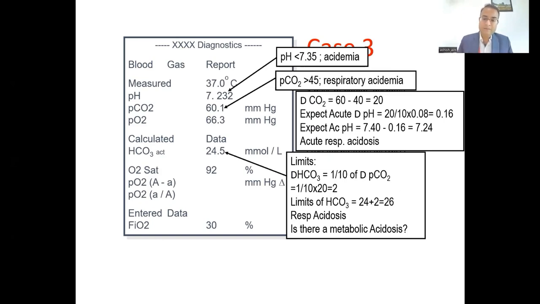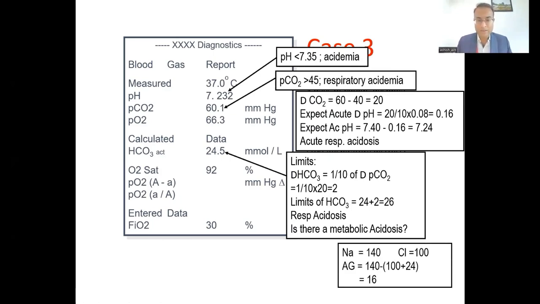So with that, we need to calculate the expected bicarbonate levels. And if we see, the expected bicarbonate level is 26, while actual bicarbonate is 24. That indicates that there is hidden metabolic acidosis.